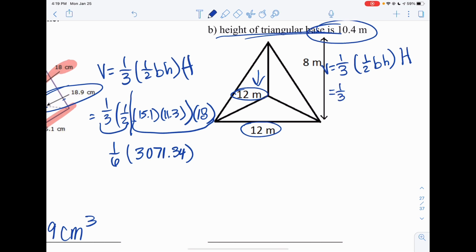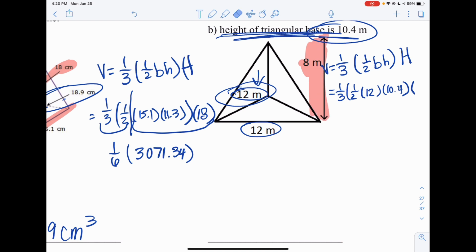Now bringing down my fractions, I have 1/3 and 1/2. And to substitute, once again, it tells me that the base of this triangle is going to be 12, and the height of the triangular base is 10.4. And the height of my whole entire pyramid, which is right here, is just 8.